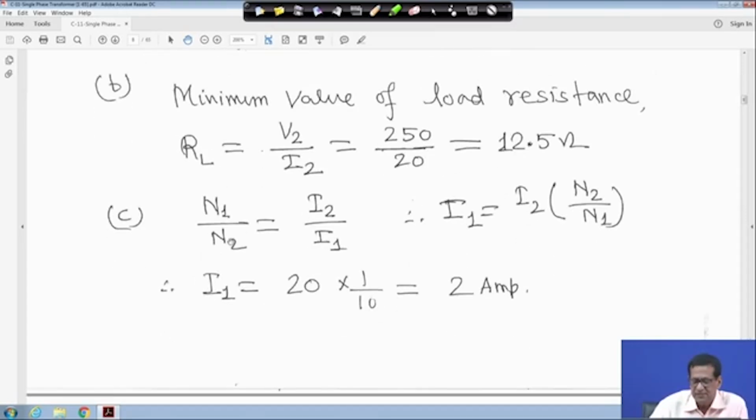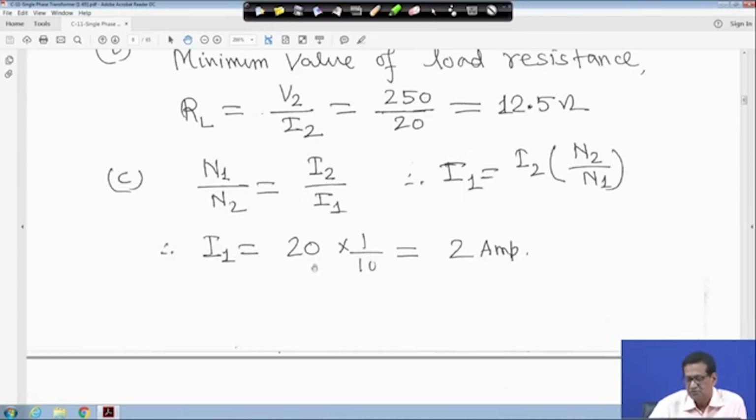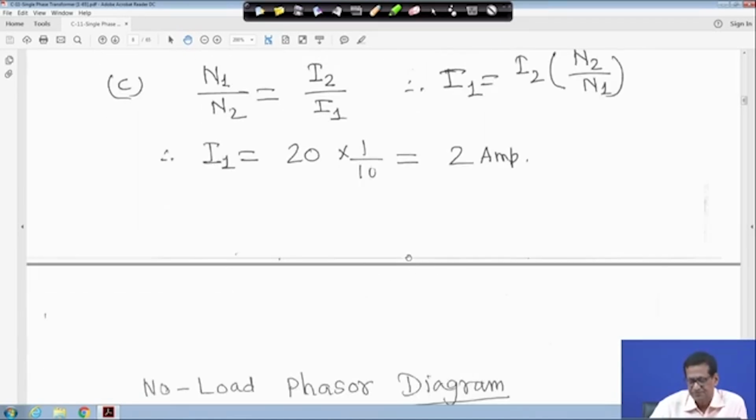C: N1 by N2 is equal to I2 by I1, we know that. Therefore, I1 is equal to I2 into N2 by N1. So, I2 we got 20 ampere and N2 by N1 is 1 upon 10. So, it is actually 2 ampere, right. So, very simple.